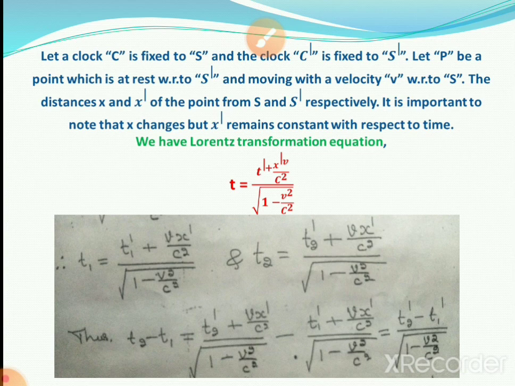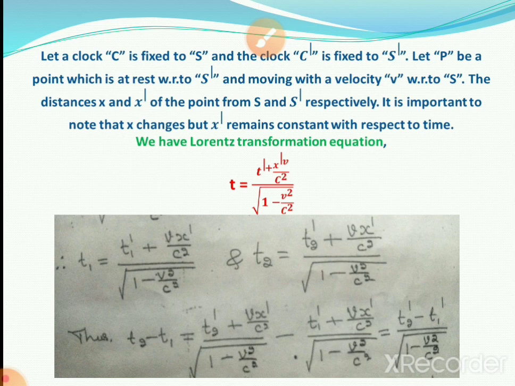Let P be a point which is at rest with respect to S dash and moving with the velocity v with respect to S. The distances of the point from S and S dash are x and x dash respectively. It is very important to note that x will change but x dash remains constant with respect to time.